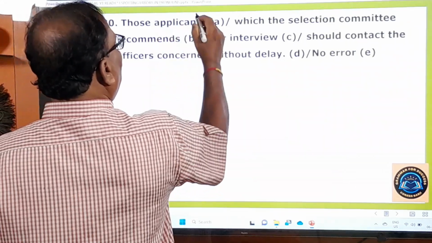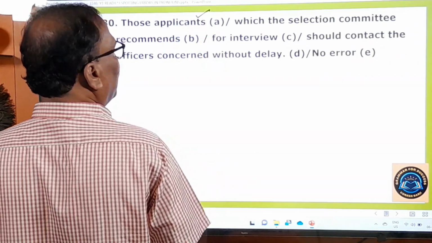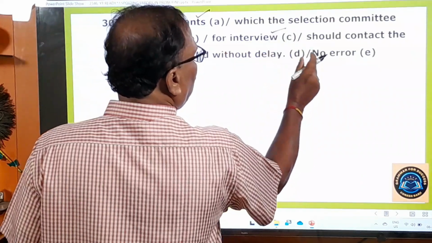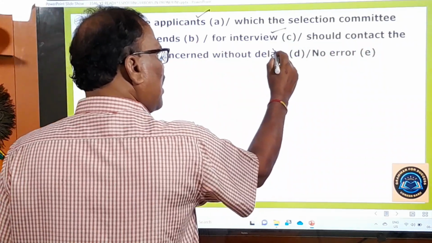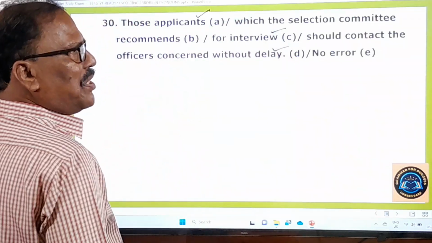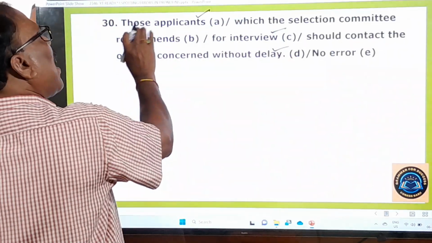Those applicants, no mistake at all. For interview, no mistake at all. Should contact officers concerned without delay. This is also no mistake. Only in the B part there is a mistake. What mistake is there? Those applicants.